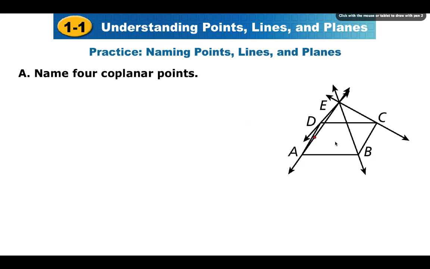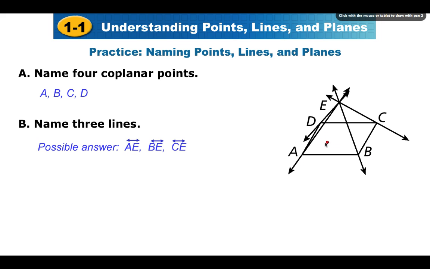Practice. Using this figure, they want you to name 4 coplanar points. This is the answer. A, B, C, D. The bottom portion of this is a plane. Part B says name 3 lines. There's different possible answers. The one that I'm going to show you is this. And notice that I'm using the capital letters to represent the points, and on top of the 2 letters, I have a line with arrows on both ends. Same thing for the other 2.